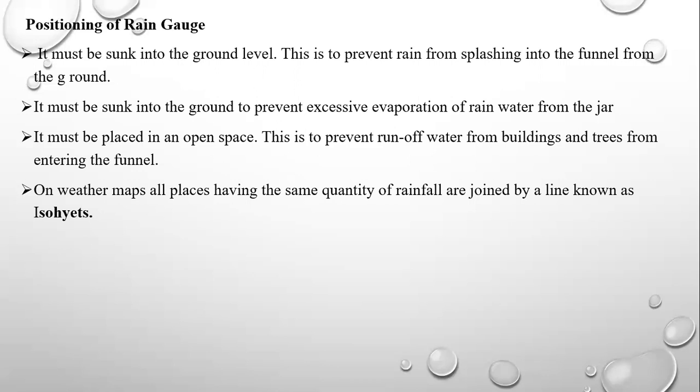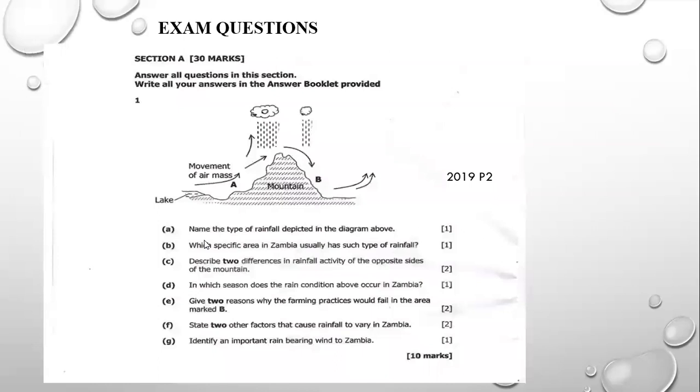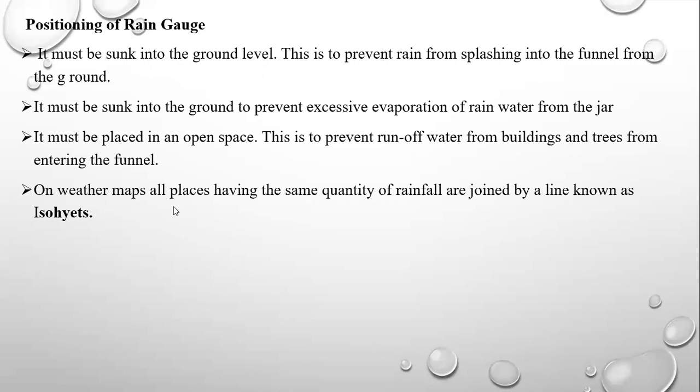Now, there's something that is very important which you must know. We have what we call weather maps. On a weather map, all places having the same quantity of rainfall are joined by a line known as isohyets. Isohyets. Very important. Now, let me take you into examination questions.